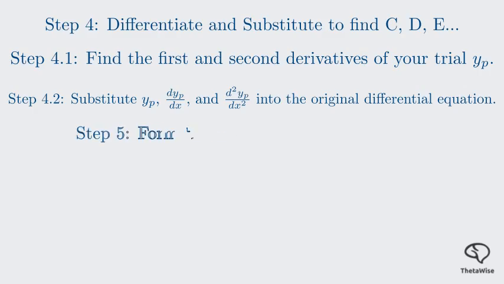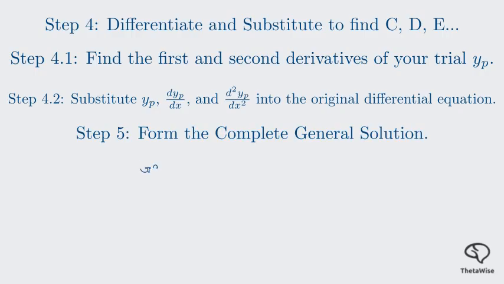Step 5 is about bringing everything together to form the general solution. The complete general solution, which we'll simply call y, is found by adding your complementary function y_c to your now complete particular integral y_p. That's it. This general solution contains arbitrary constants from y_c, like a and b. It describes a family of solutions, not a single one.